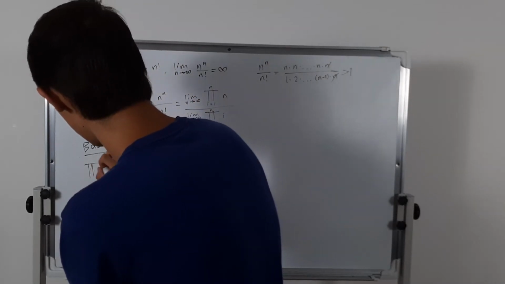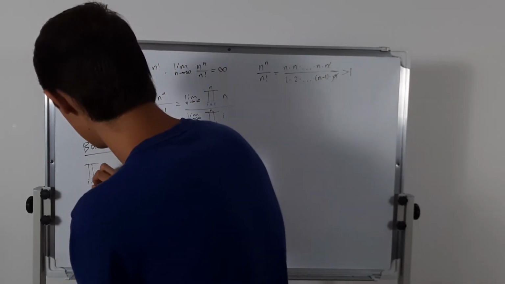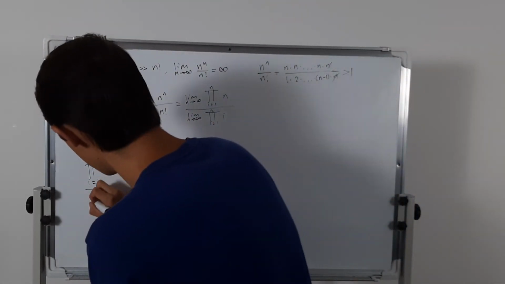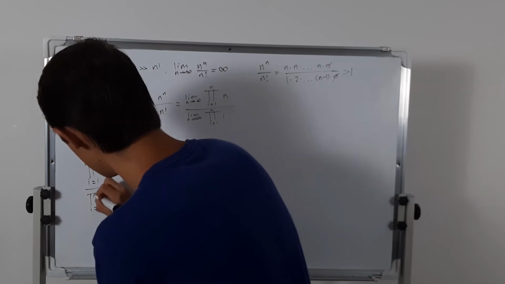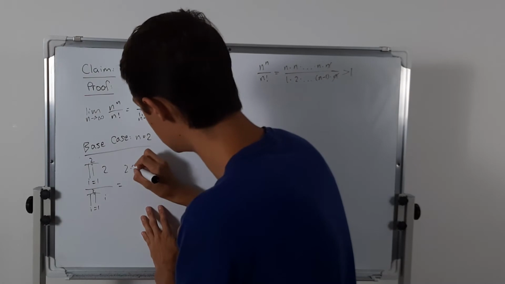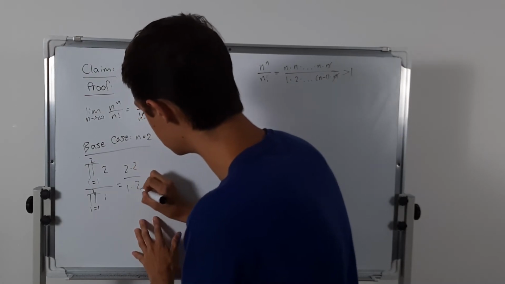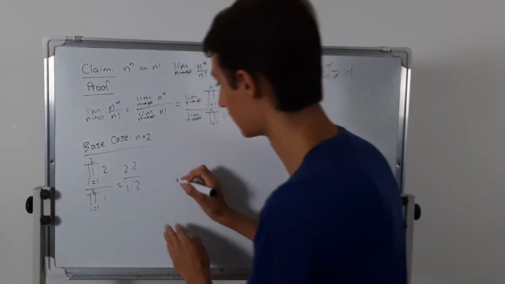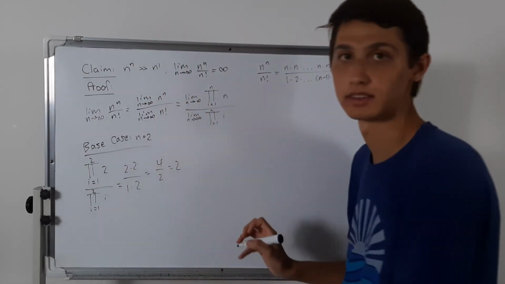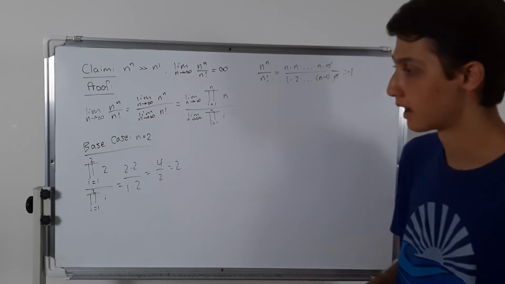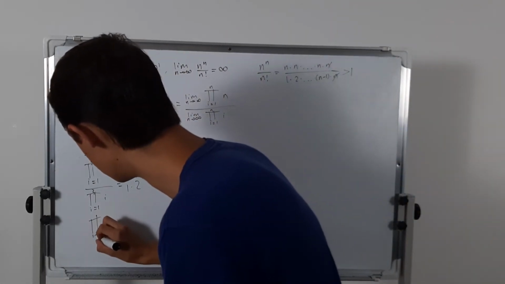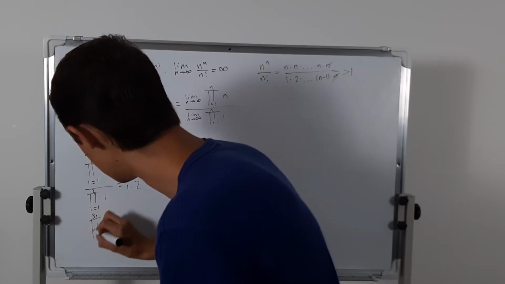So we're going to take the product from i equals 1 to 2 of 2, since n equals 2, divided by the product i equals 1 to 2 of just i. This gives us 2 times 2 over 1 times 2. You can easily verify that for yourself. This is just equal to 4 over 2, or just 2.